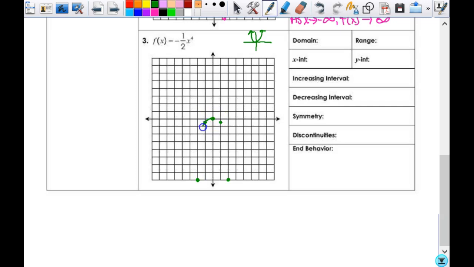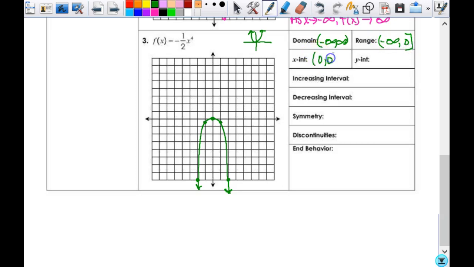And then I can get my graph drawn in. Okay, so if they fit, they need to be on there. Domain, negative infinity to infinity. What's the range? Negative infinity to 0. Do I include the 0? Yes.